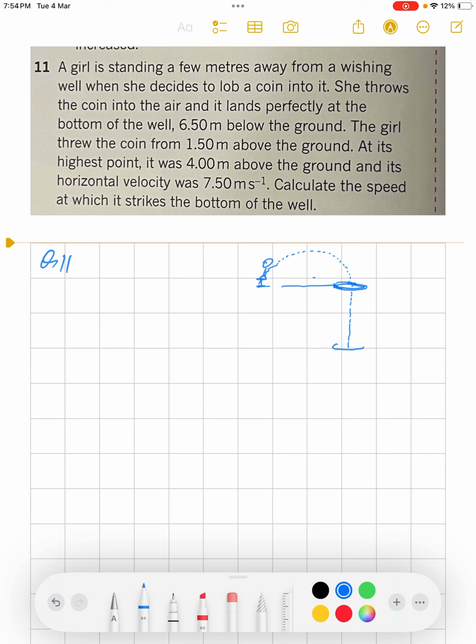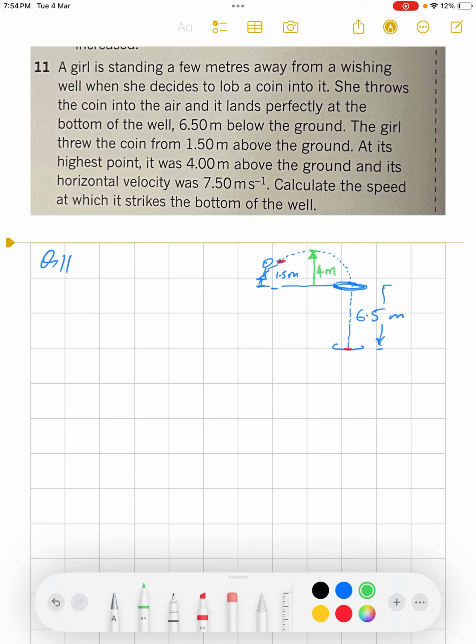6.5 meters below the ground. Okay, so that's 6.5 meters below the ground. The girl threw the coin from 1.5 meters above the ground, so that is 1.5 meters at that point here. So that's 1.5 meters above the ground, and it struck here 6.5 meters below the ground. At the highest point, it was 4 meters above the ground. So at this point here, it was 4 meters above the ground.